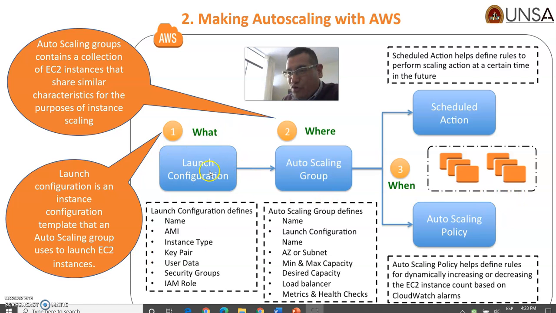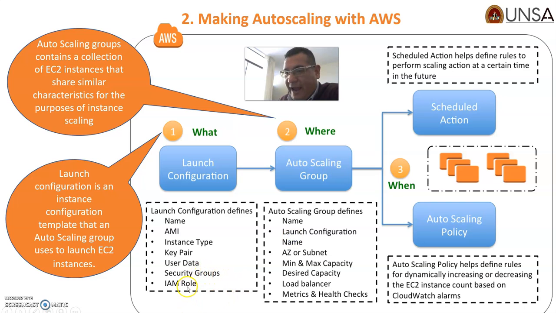So what are we going to do in the launch configuration? Launch configuration defines name, AMI, instance type, key pair, user data, security group, and IAM role. Now, where are we going to do the autoscaling group? Autoscaling group defines name, the launch configuration we have created before, subnet, minimum and maximum capacity, desired capacity, and the load balancer, metric and health checks.